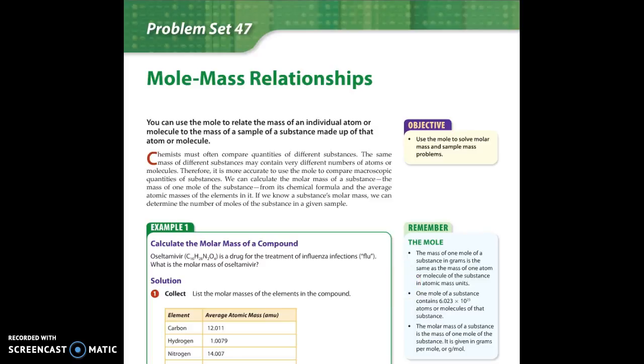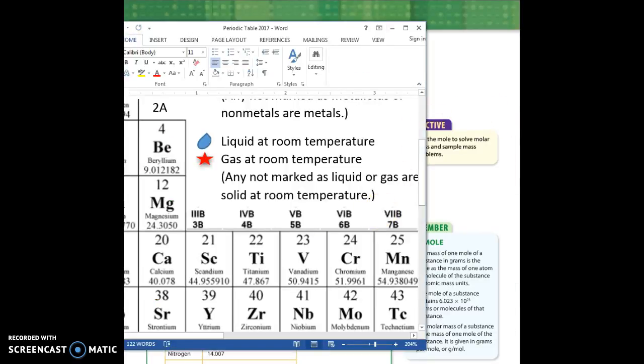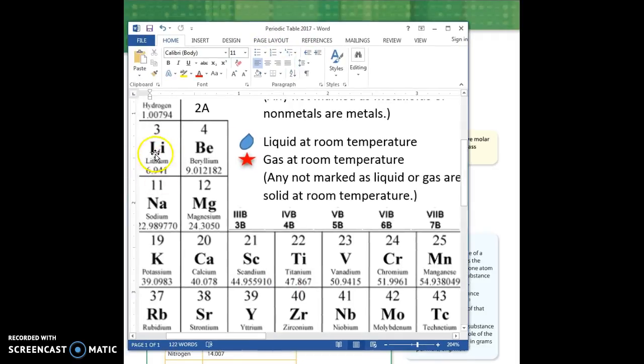All right, what that means is, if we look at our periodic table, and let's look at titanium, okay? 1 mole of titanium weighs 47.867 grams. 1 atom of titanium has a mass of 47.867 AMUs. Okay, now remember we used AMUs. Let's look at lithium. The molar mass of lithium is 6.9 grams, so 1 mole of lithium weighs 6.9 grams. But 1 atom of lithium has a mass of 6.9 AMUs.